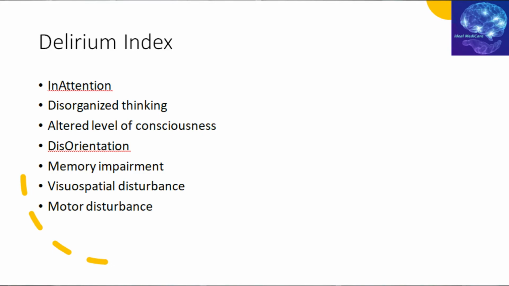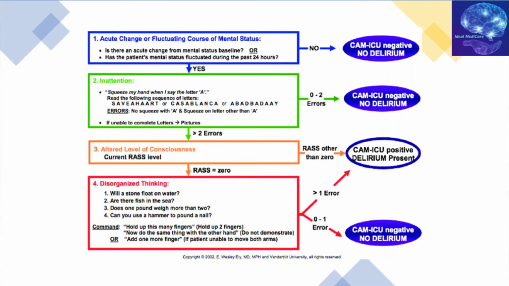There are 7 components to that, and these components are graded from 0 to 3 based on the severity. So as we discussed in our previous slides, what we assess for is the attention. So if there is inattention in these patients, there is disorganized thinking, and we're going to grade it from 0 to 3. Altered level of consciousness, disorientation, memory impairment, visuospatial disturbance, and motor disturbance.